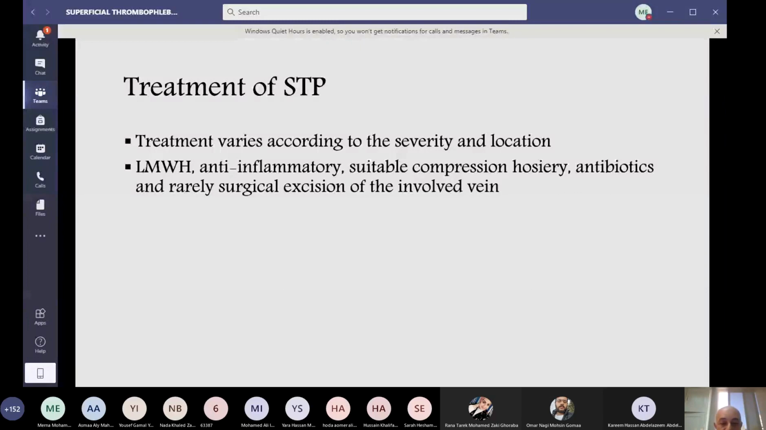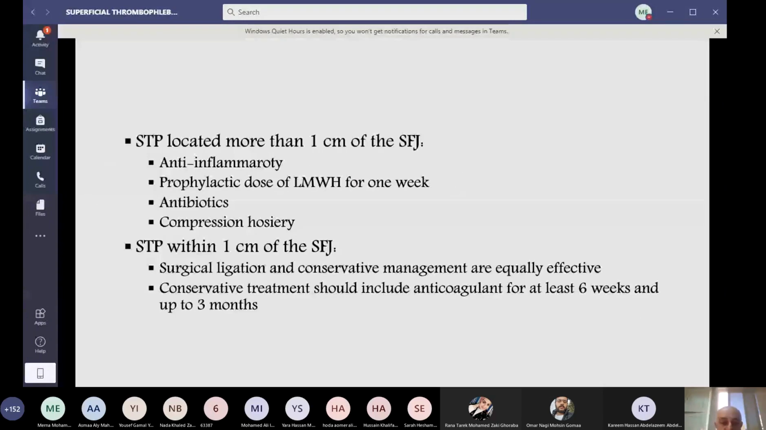For superficial thrombophlebitis located more than 1 centimeter from the saphenofemoral junction, I can give the patient an anti-inflammatory and a prophylactic dose of low molecular weight heparin for 1 week, and give the patient suitable compression stockings.